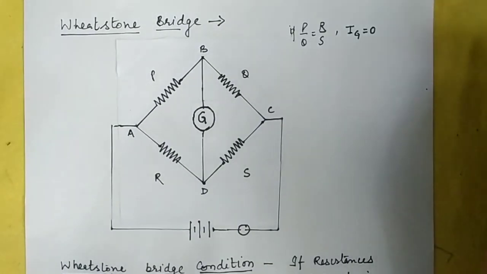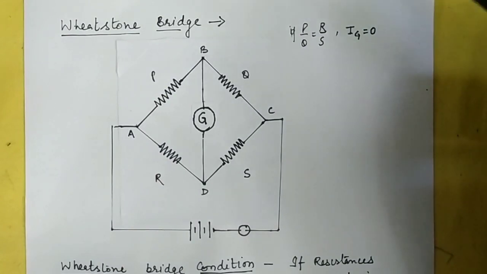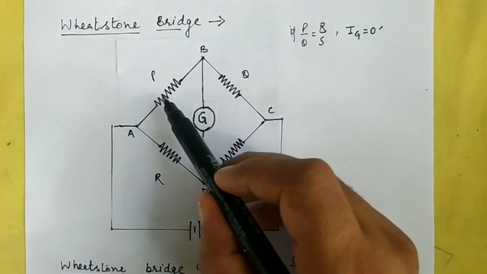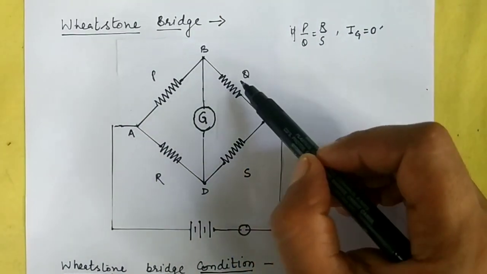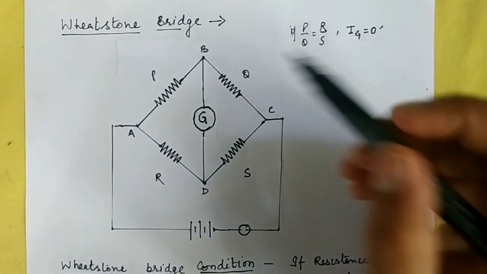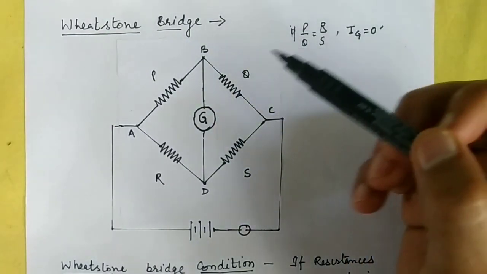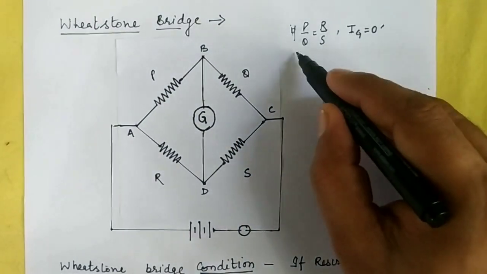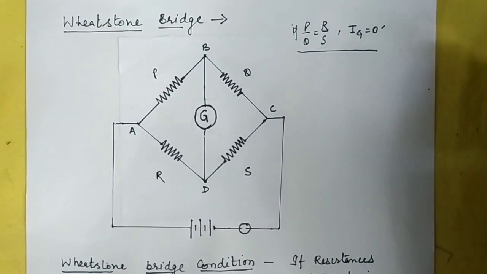Now let us discuss the Wheatstone bridge condition. That is, if these resistances are in ratio, then the current in the galvanometer is 0. That is, if these resistances are in the ratio P by Q is equal to R by S, then no current will flow in this galvanometer. That is, the current in this galvanometer is equal to 0. So this is the Wheatstone bridge condition. From the examination point of view, this is very important.